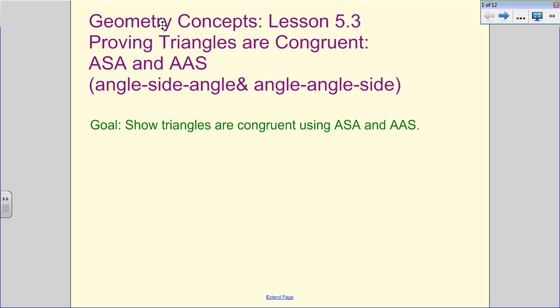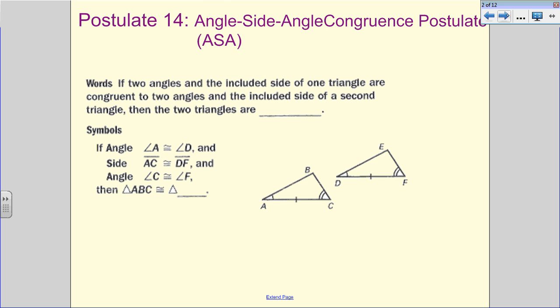And then angle, angle, side. Two consecutive angles, and then the side not between them. All right? So let's start taking a look at what they want us to do there. Postulate 14 is what they start us off with, and it's the angle, side, angle congruence postulate. What it says is if two angles and the included side, so the side in between the two angles, that's why we say ASA, are congruent to two angles and the included side of a second triangle, then the two triangles are congruent. We want to make sure that we're paying attention that this means included, in between.